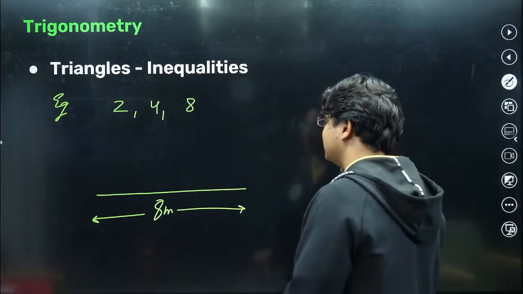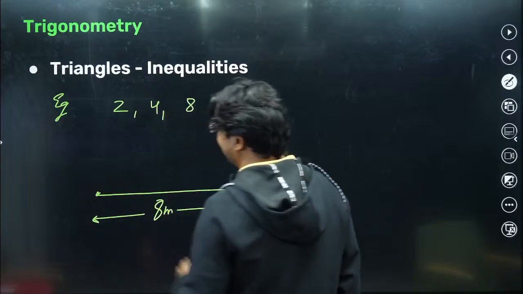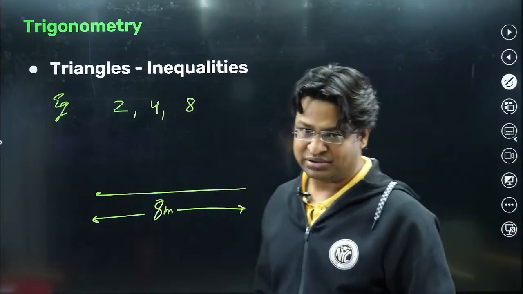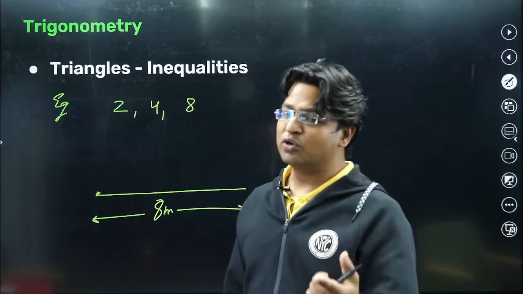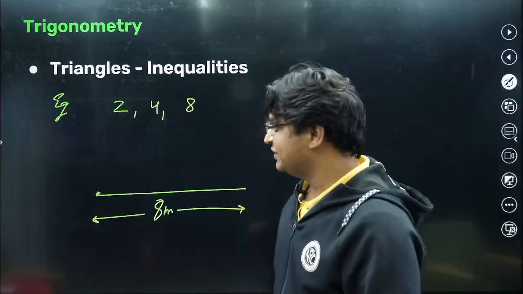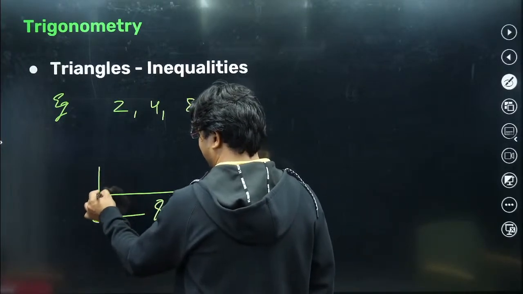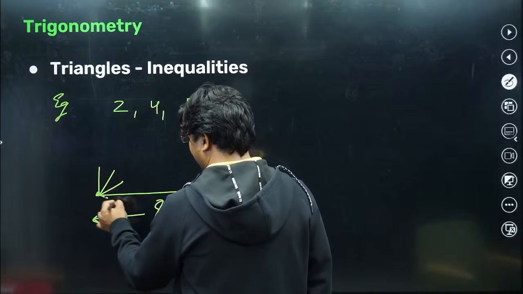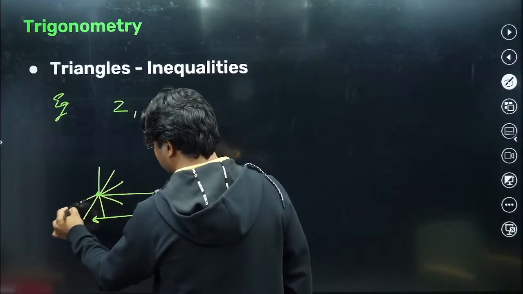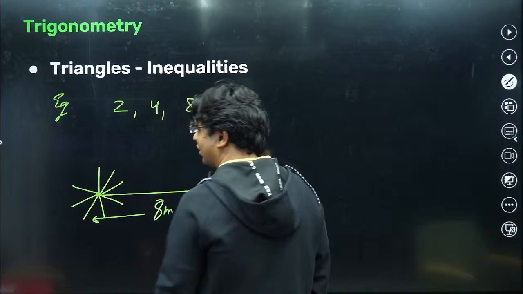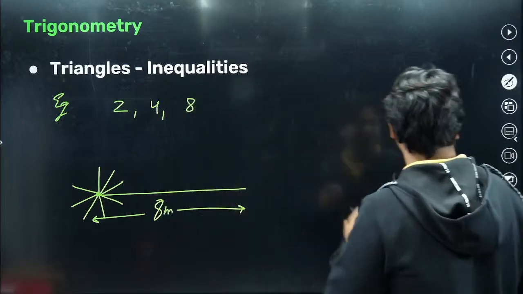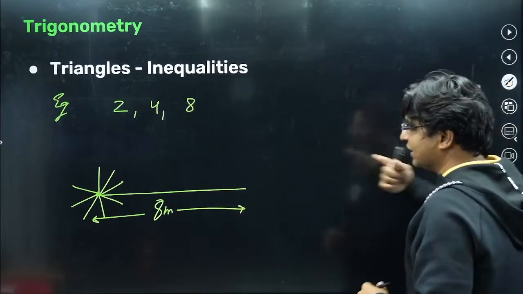Now from this end, I need to draw a side which is 2 meter in length. So in your notebooks, you will draw a line which is 2 centimeter in length, and those 2 centimeter can be in this direction, in this direction, in any direction. The point is that when you draw the 2 centimeter length, you will get the third vertex.